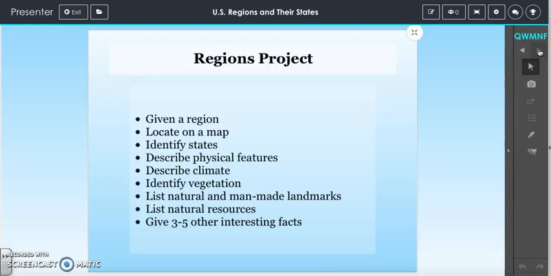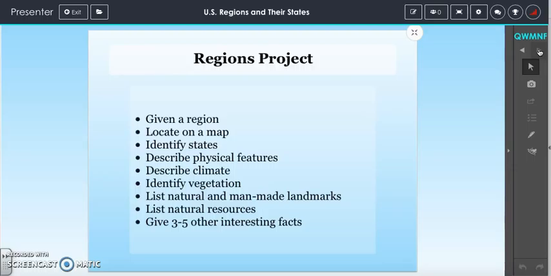The first thing you need to do for your project is locate your region on the map. You need to identify the states. That means you need to write the names of the states on the states that are in your region, and you need to color only the states within your region. I do not want you to color the whole map. Only color your region and label the states within your region.